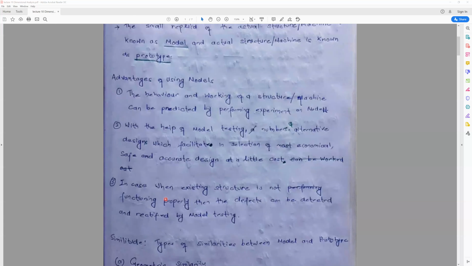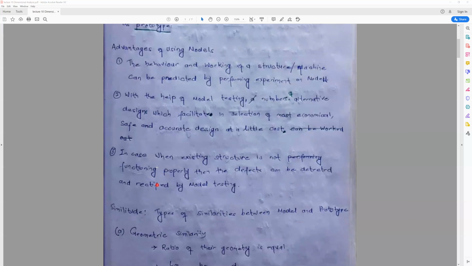And the third advantage is, in the case when an existing structure is not functioning properly, then the defect can be detected and rectified by model testing. Now here, the damage is already done. You have constructed a prototype or the project without doing any model investigation. Now there is a problem, let's say.